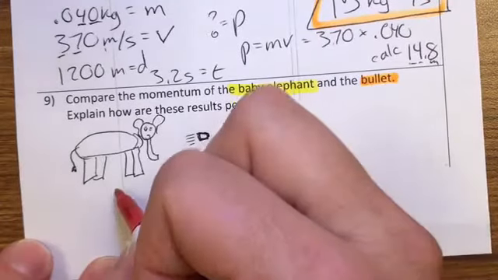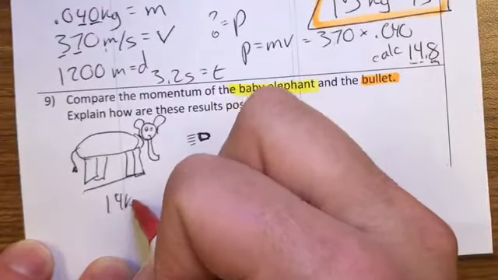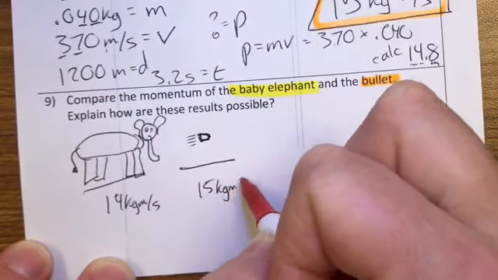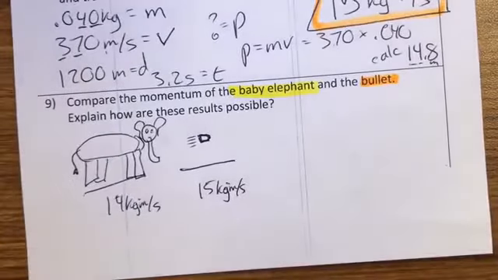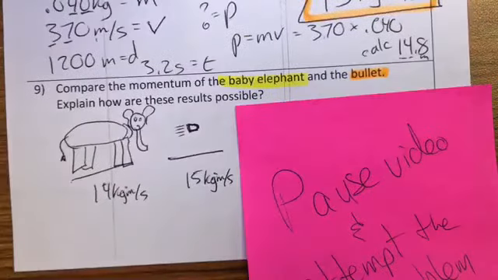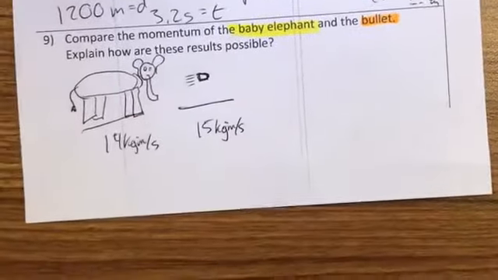Okay, how can this, all right, this has 14 kilogram meters per second, and this is 15 kilogram meters per second. Not exactly the same, but really darn close. How is that possible? So you can figure it out. Okay, how is this possible? Well, let me show you how.